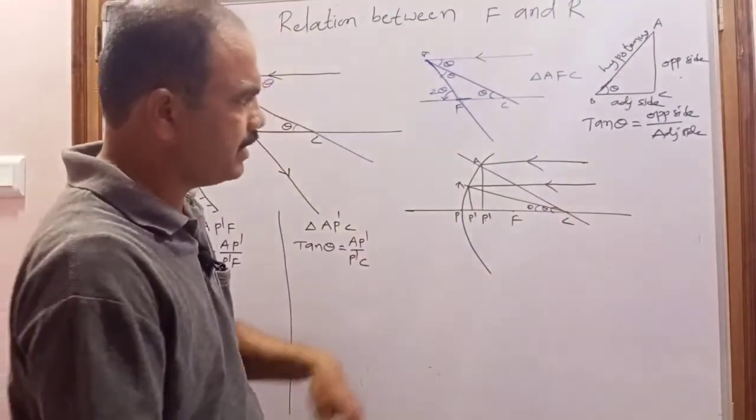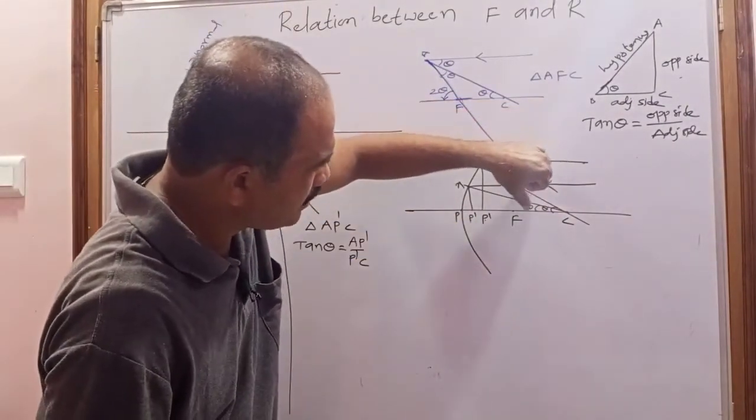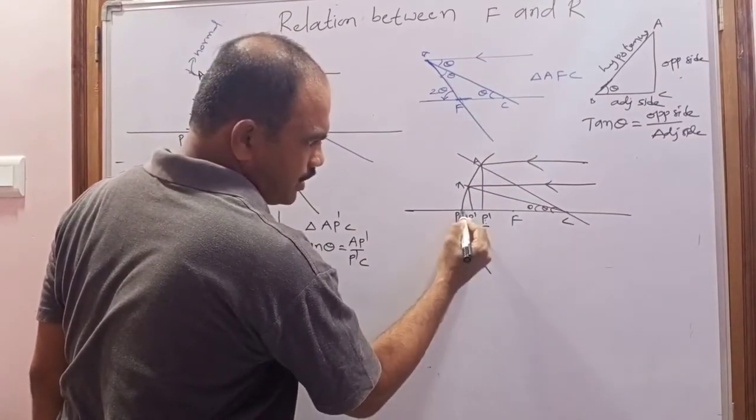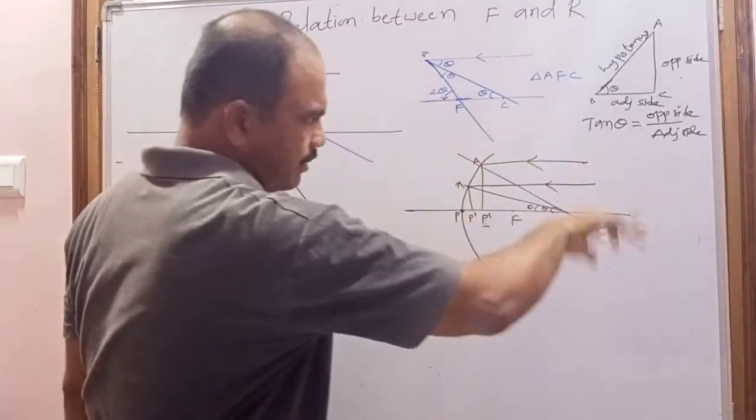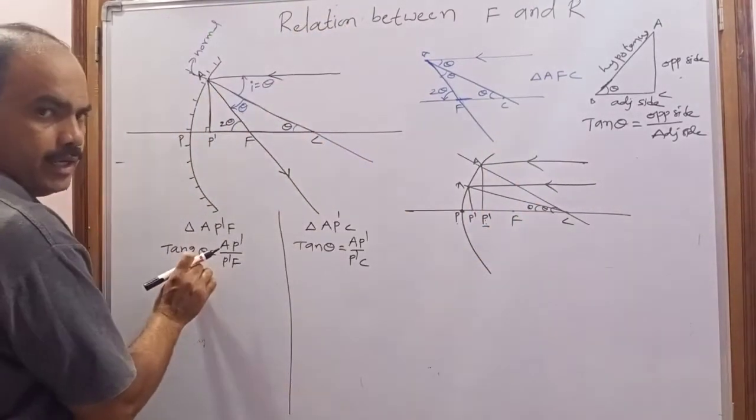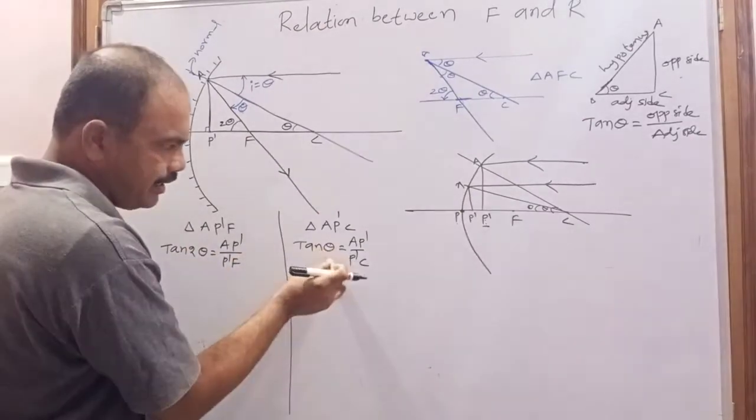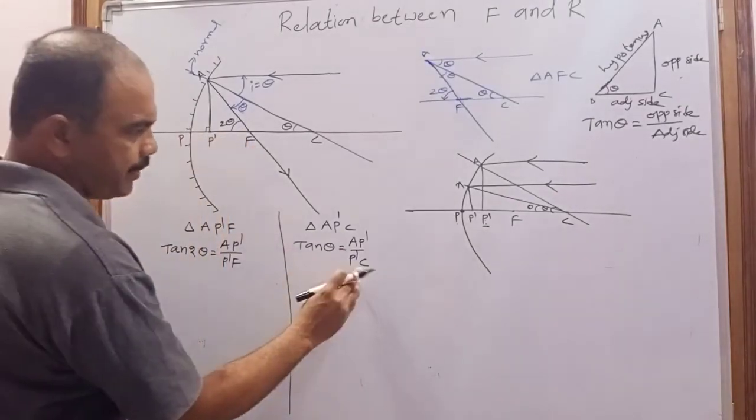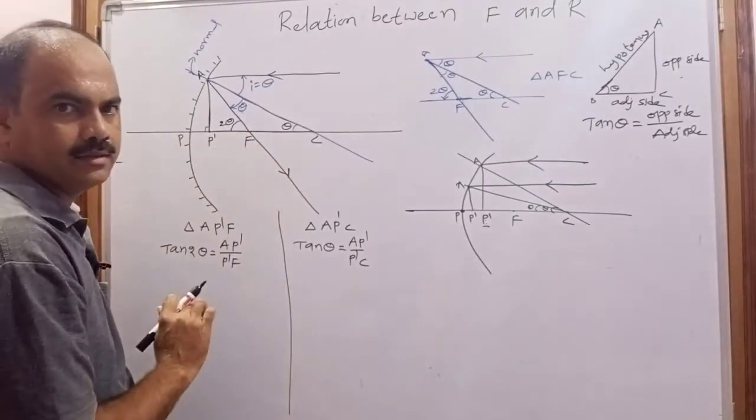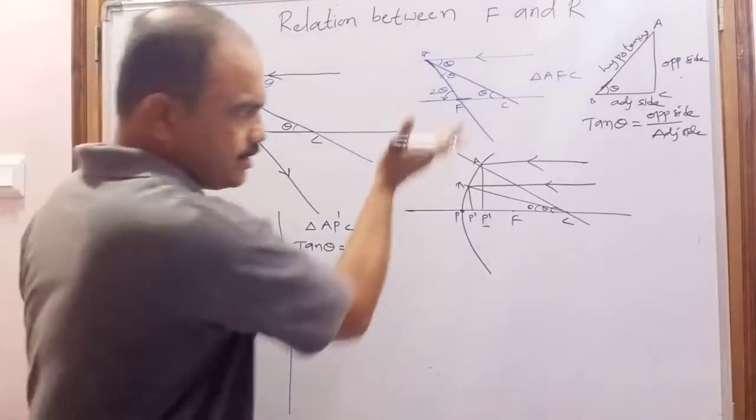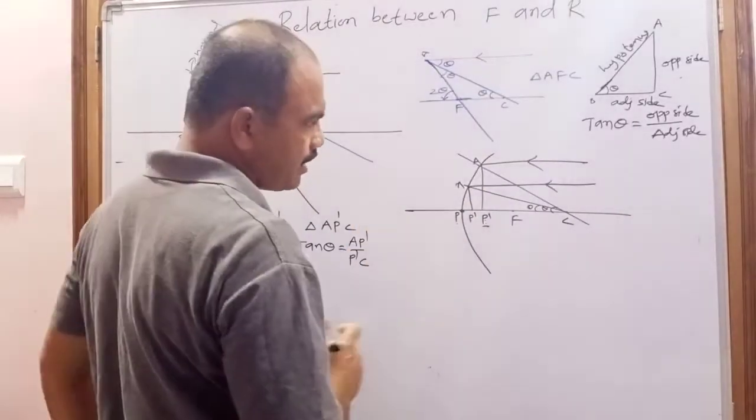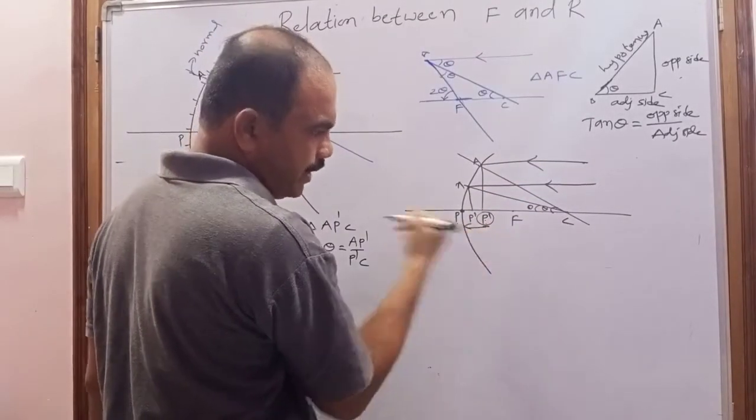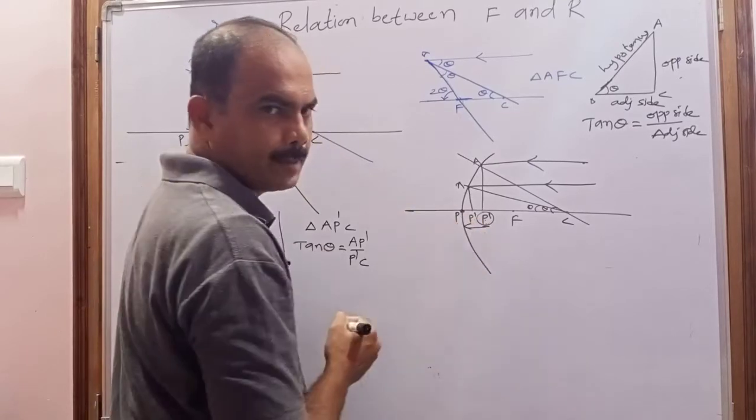So in the case of paraxial rays, what is happening? The theta also decreases. When theta decreases, this P' also approaches P. That's why in the case of paraxial rays, tan 2 theta can be taken as 2 theta, tan theta can be taken as theta, P'F can be taken as PF, and P'C can be taken as PC. Are you getting it or not? So in the case of paraxial rays, this P' approaches P. Nothing but P' is the same as P.